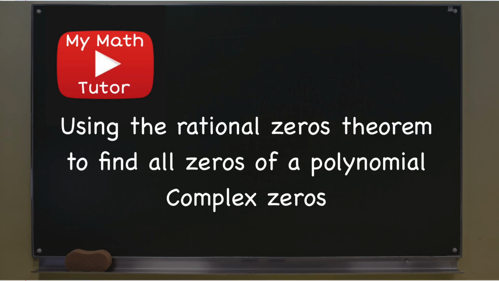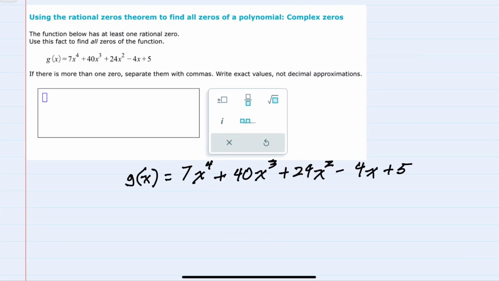In this video, I'll be helping you with the ALEKS problem type called using the rational zeros theorem to find all zeros of a polynomial, complex zeros. And in this example, we're given g of x, and we're asked to find all zeros for this function. We know that we're using the rational zeros theorem, but we also know that we should end up with some complex zeros. So we'll start with the rational zeros theorem and see where that leads us.